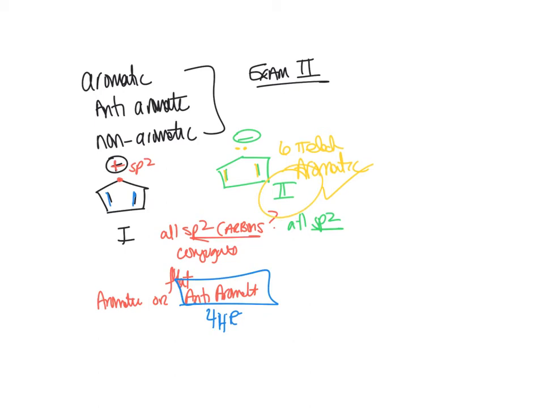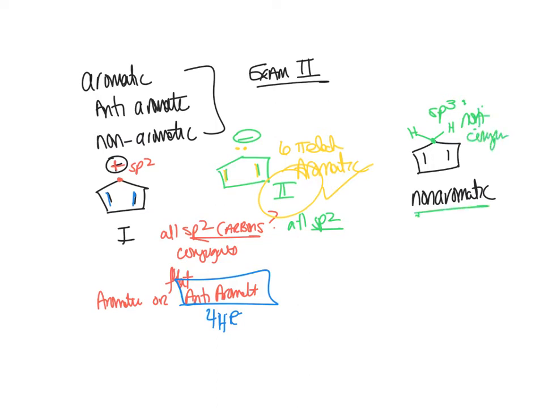Let's go to the next one. This one is going to be non-aromatic, and you have to explain why. Well, this carbon right here has 2 hydrogens, and that means it's sp3 hybridized. So it's not conjugated. And if it's not conjugated, then it's non-aromatic. So that's number 3. Let's look at 4.